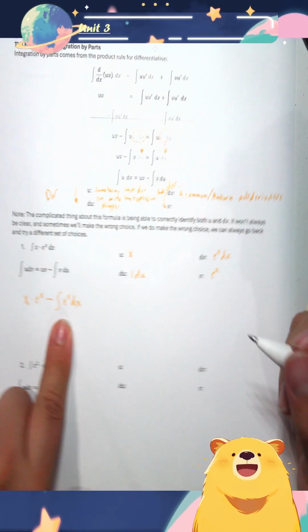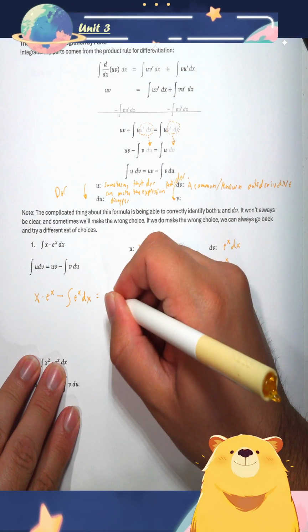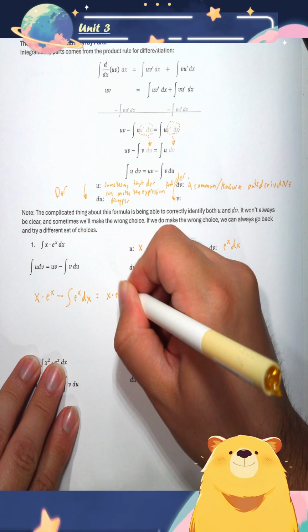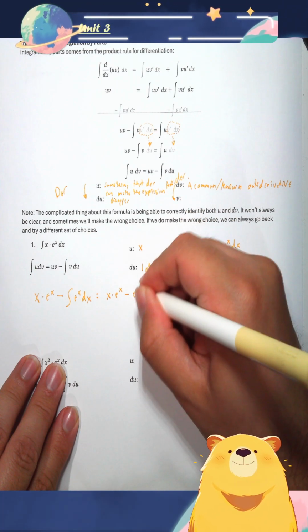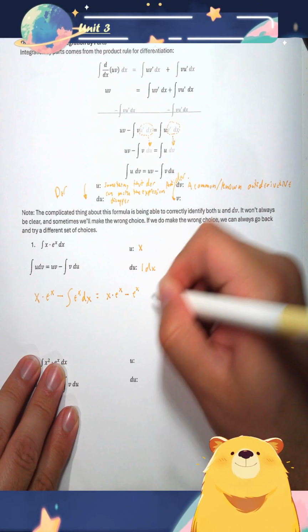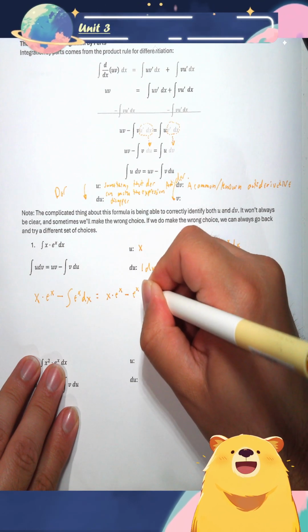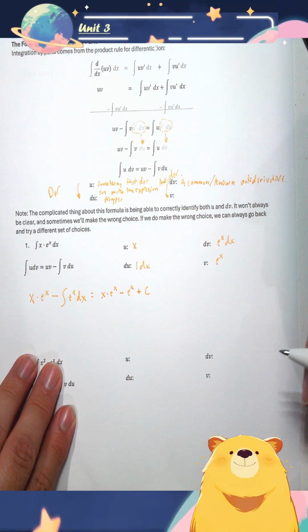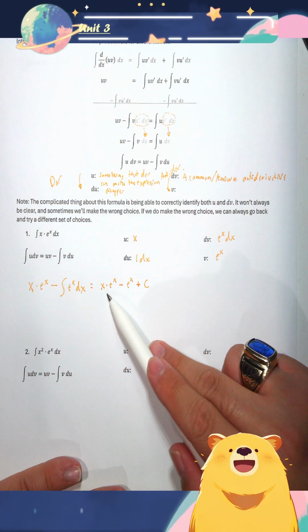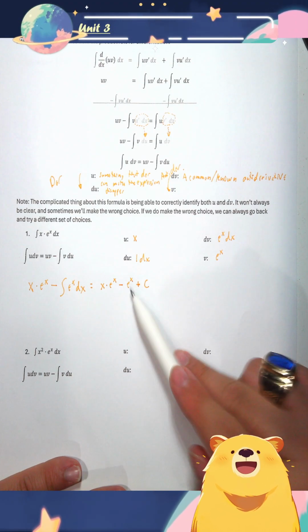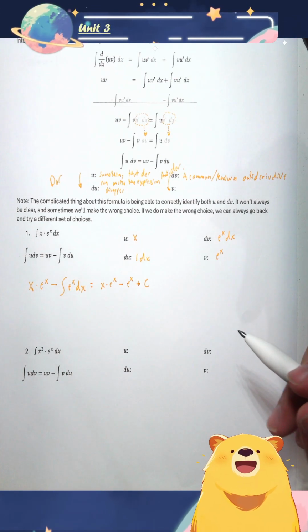We definitely know this integral. This integral is just e to the x. And then you have the potential of adding plus c. And that's your answer: x times e to the x minus e to the x plus c.